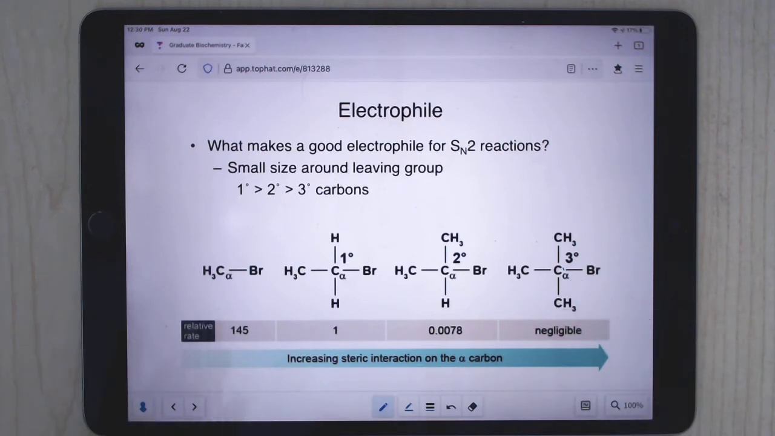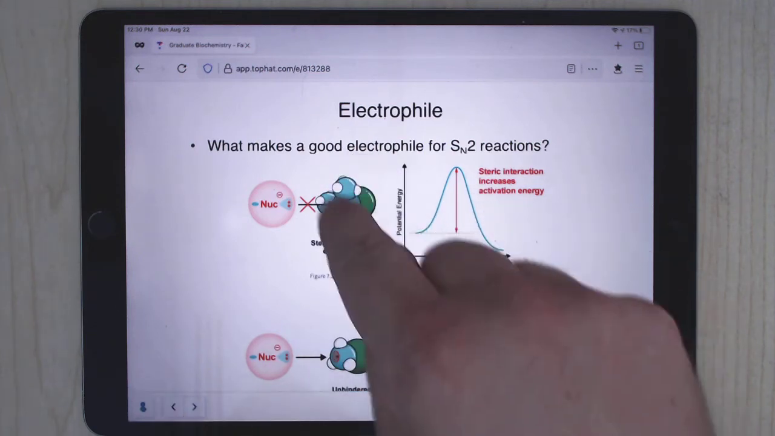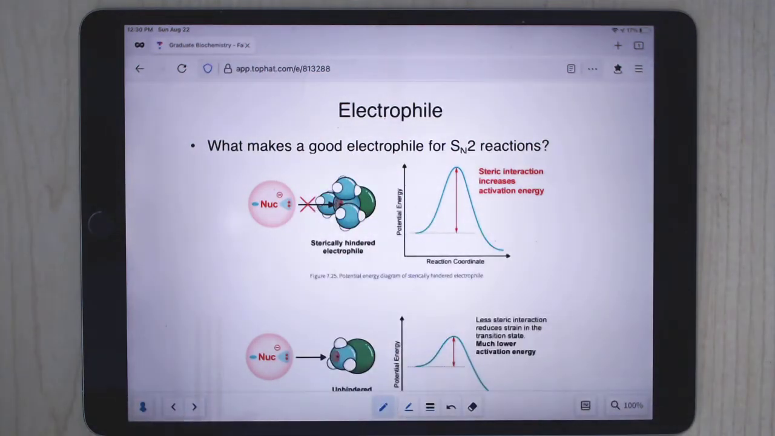Okay, so what you're looking for is primary leaving groups and primary carbons. And again, it's all about size and sterics and being able to get in there. It just takes a lot more energy to get those big groups out of the way, and so the activation energy is huge.